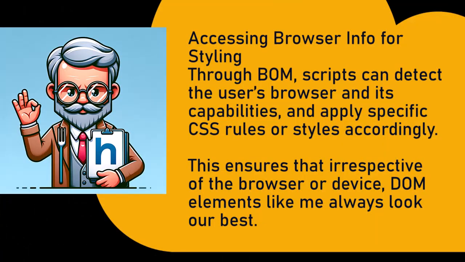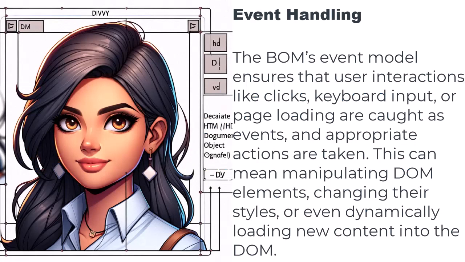3. Accessing browser info for styling. Through BOM, scripts can detect the user's browser and its capabilities, and apply specific CSS rules or styles accordingly. This ensures that irrespective of the browser or device, DOM elements like me always look our best. 4. Event handling. The BOM's event model ensures that user interactions like clicks, keyboard input, or page loading are caught as events and appropriate actions are taken. This can mean manipulating DOM elements, changing their styles, or even dynamically loading new content into the DOM.